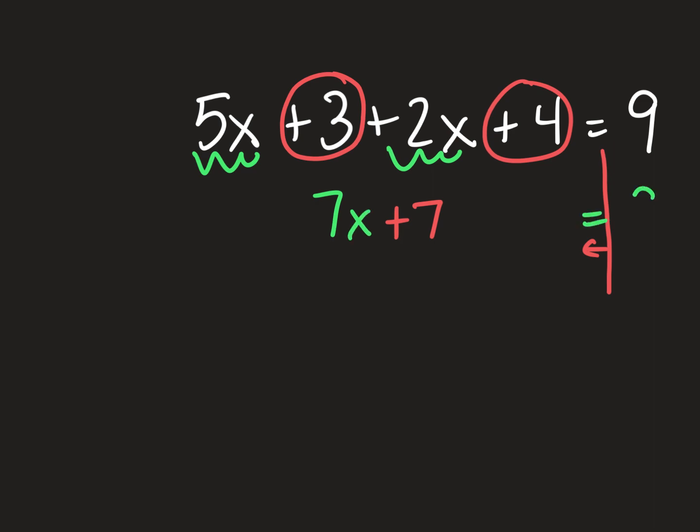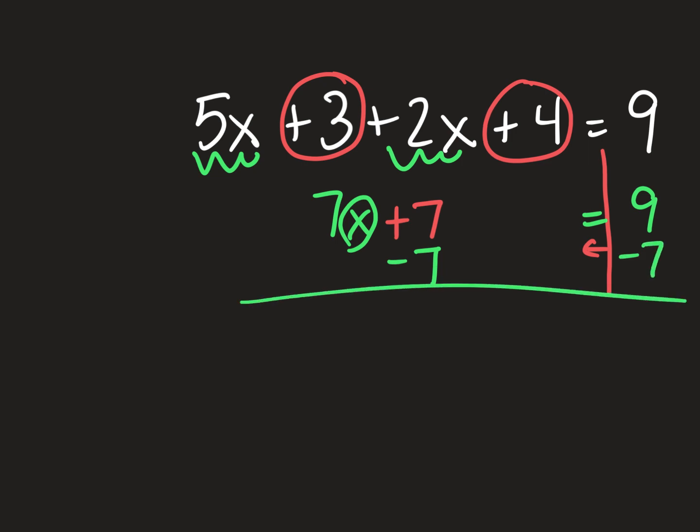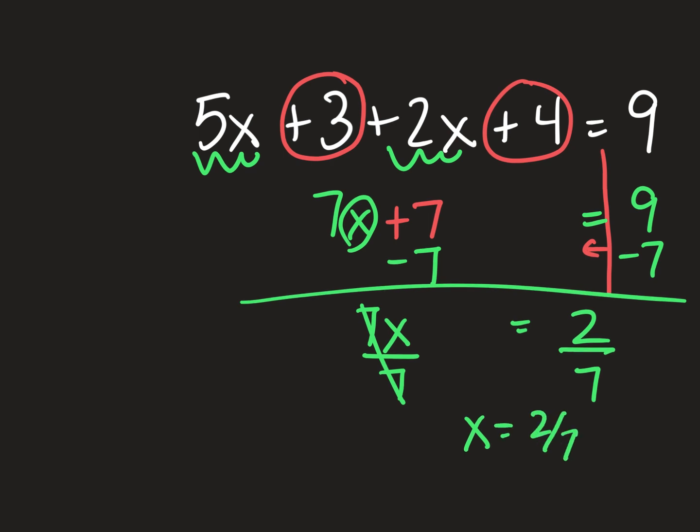And now we come to a two-step equation where we can isolate the variable x by getting rid of this constant 7, subtracting 7, and getting 7x is equal to 2. Final step, divide by 7, x equals 2 7ths.